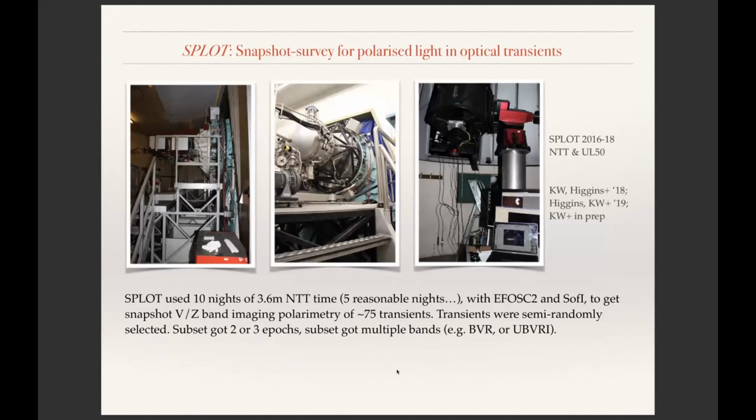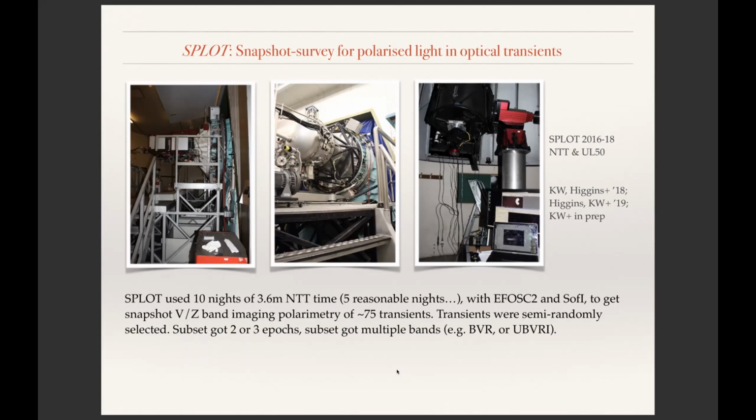The first effort was one I did with my PhD students over the last few years. It was called SPLOT, a snapshot survey for polarized light in optical transients, and it does exactly what it says on the tin. We get a completely randomized transient list in, where we obtain a single shot of imaging polarimetry in an optical band, usually V band, with the NTT, a 3.6 meter telescope. And then we map out this parameter space of time versus polarization, and we can combine that with radio and X-ray and so on. We got 5 nights of reasonable weather out of 10, and we observed about 75 transients that way.